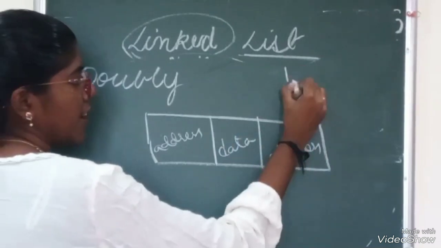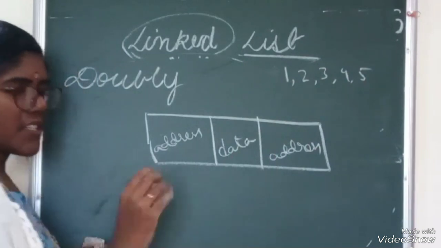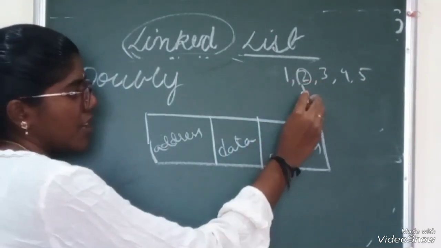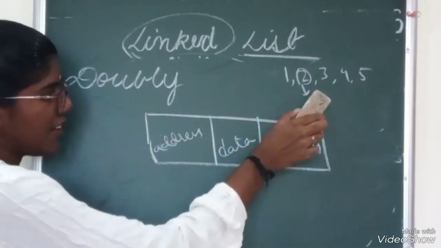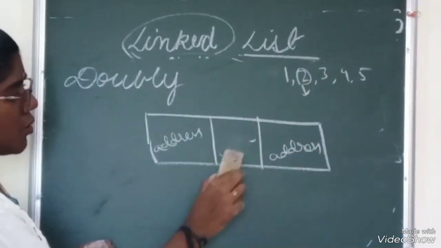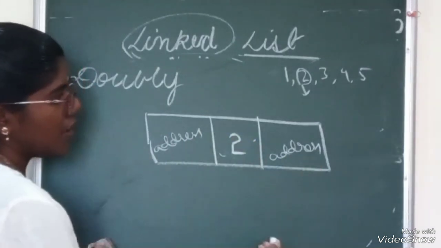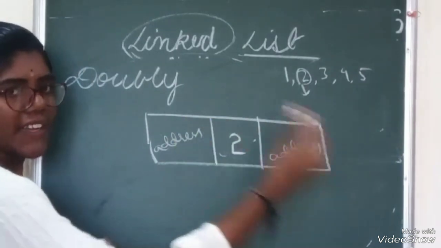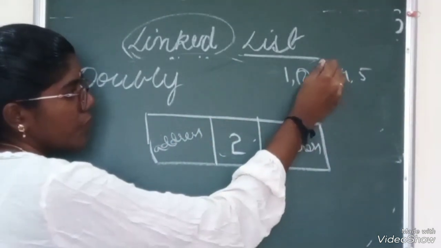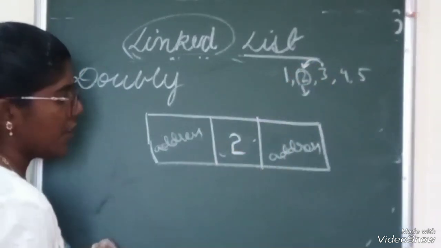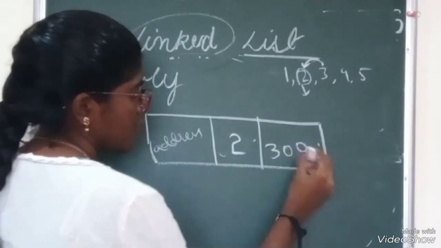In the previous example, take 1, 2, 3, 4, and 5. Just take an example of the node with value 2. I want to store the value 2 in this node, where I can store the data. It is integer data type, so I can keep the value to be 2. Now I want to store the address of the next element. As we have seen in single linked list, I want to store the address of 3 into this address part. Say the address is something like 300. I can store the address here.